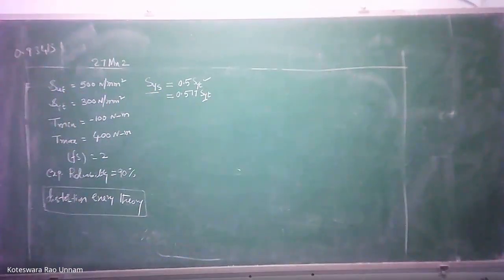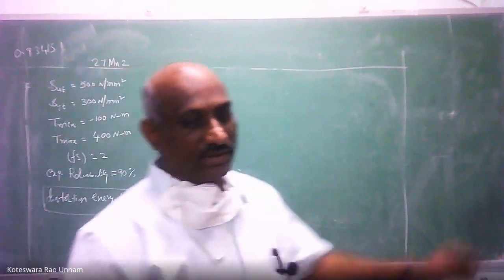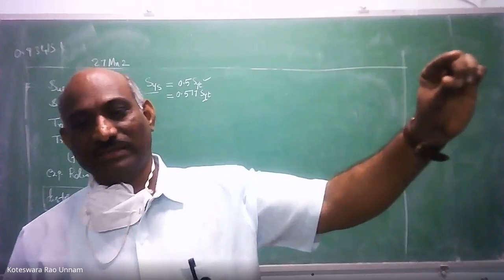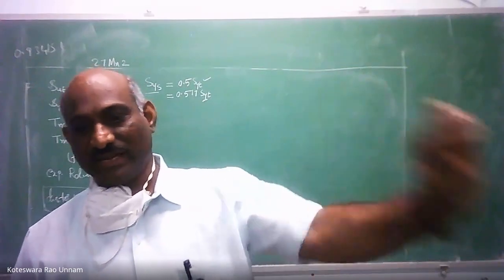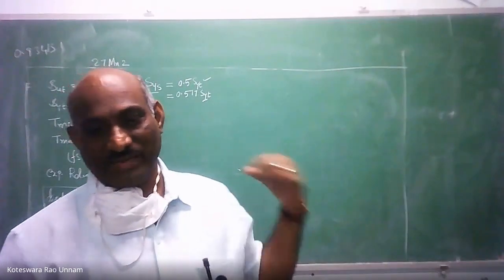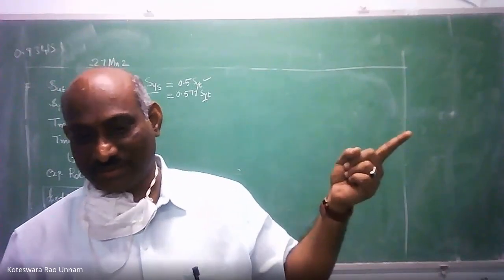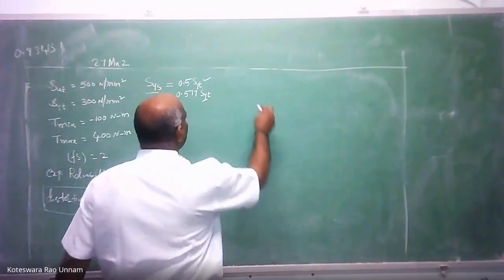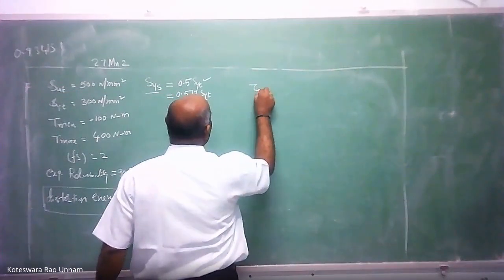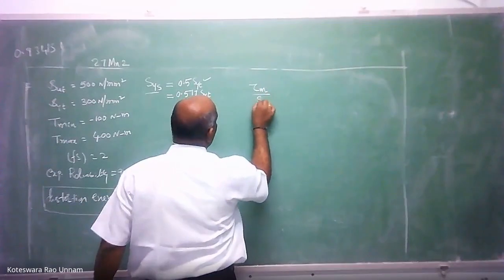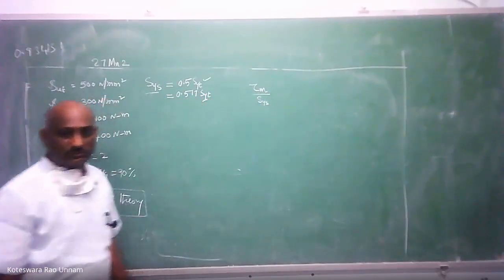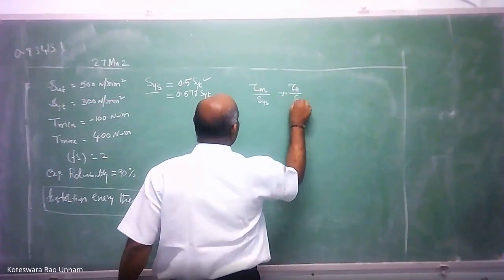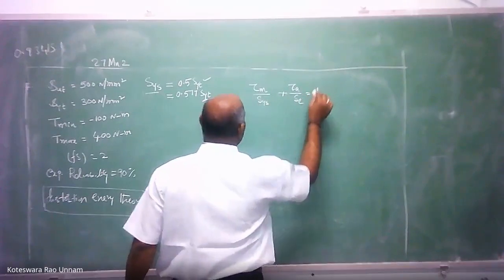Whatever Goodman line equation you wrote, that is sigma m by SUT plus sigma a by SE is equal to 1, you cannot use that equation here. Sigma stands for the normal stresses. Here you have a shear stress. So if you want to write the Goodman equation for a shear stress, it should be tau m divided by SYS plus tau a by SE is equal to 1. So how to use it like this?